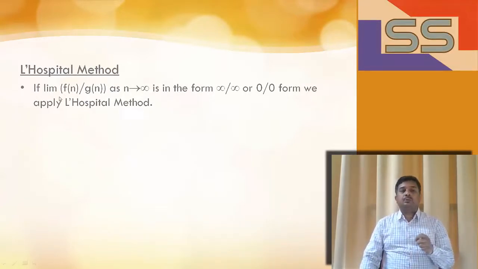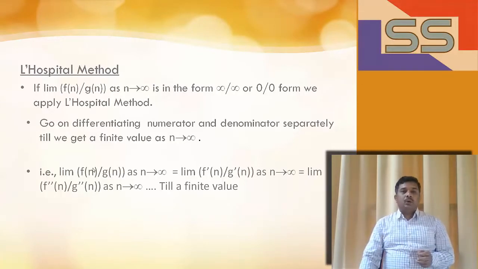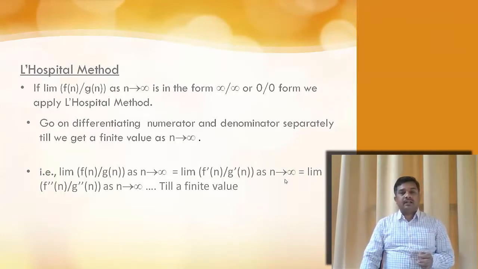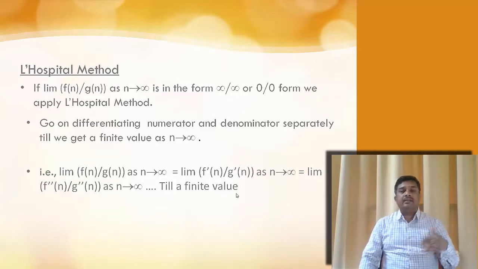Now we'll see the L'Hospital method. If you remember, we learned L'Hospital's rule in limits in our intermediate days. So what is that? If the limit of f(n) by g(n) as n tends to infinity is in the form of either 0 by 0 or infinity by infinity, we apply the L'Hospital rule. What is the L'Hospital rule? Numerator and denominator functions will be differentiated. Again, we'll take n tends to infinity, and again if it is in infinity by infinity or 0 by 0 form, again we'll differentiate it till we get a finite value for the numerator and denominator as n tends to infinity.